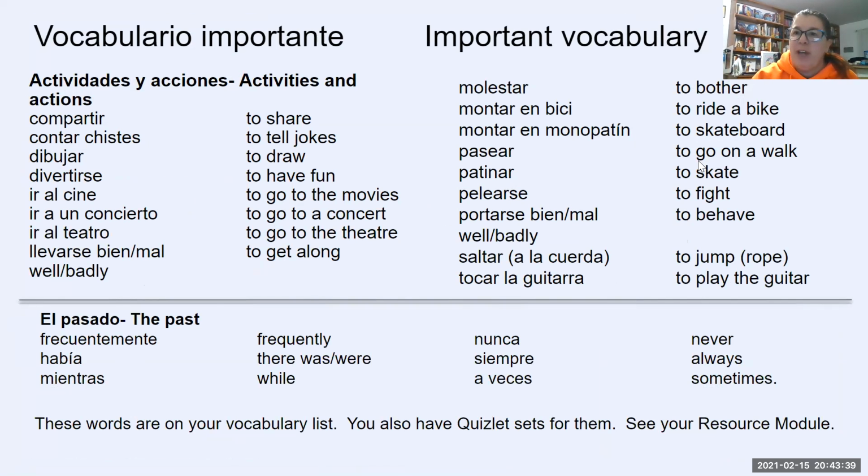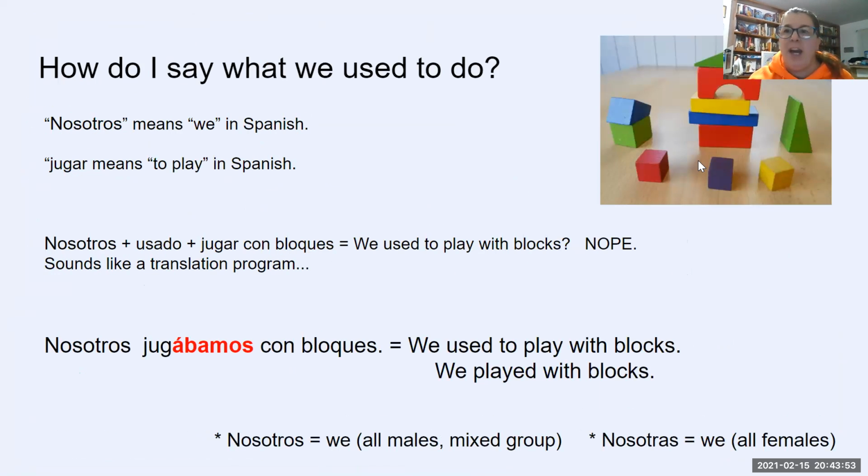Remember, you've got some important vocabulary. They're on your vocabulary list. You have Quizlet sets for them, and you have a resource module. Also, see these past tense things here at the bottom? Frecuentemente, había, mientras, nunca, siempre, a veces. Start studying those.